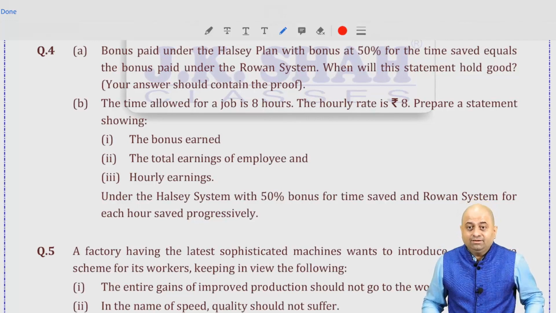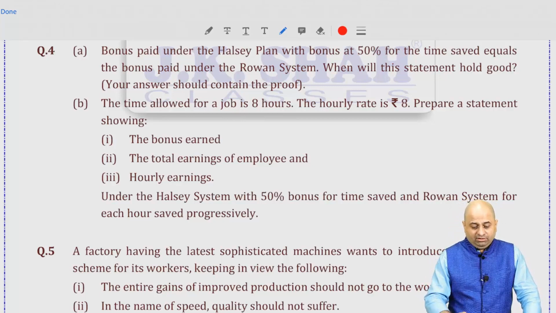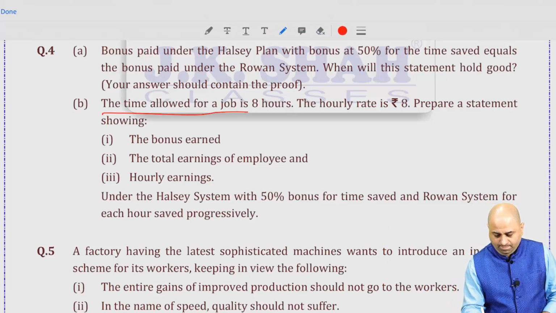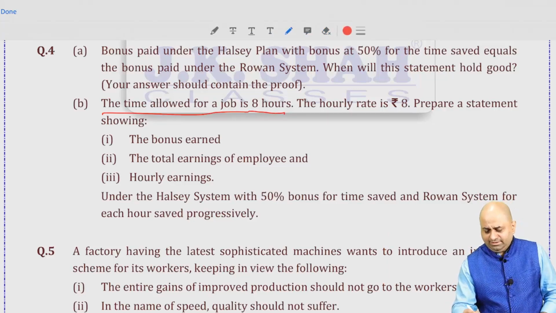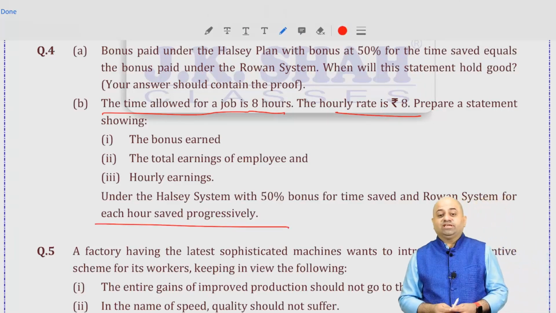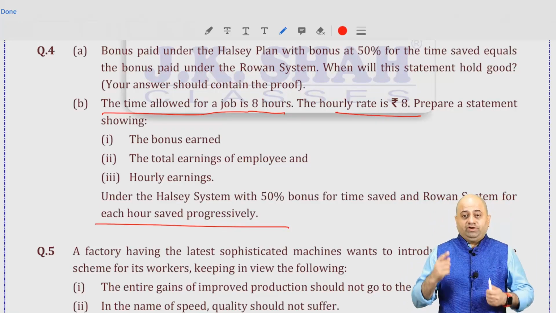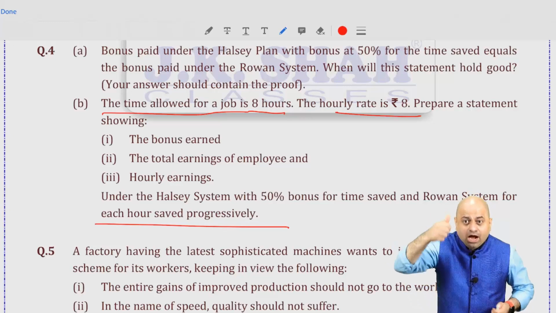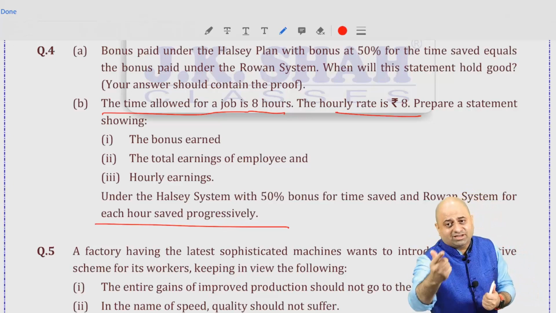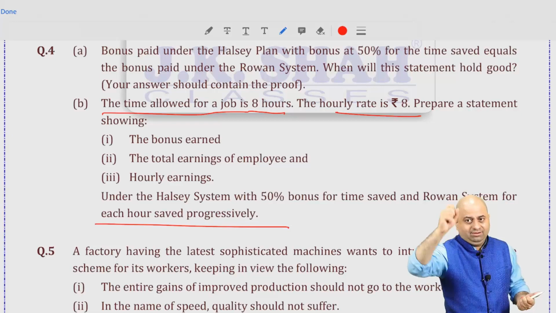But then in question 4b, we were given time allowed 8 hours, hourly rate, that is nothing else but rate per hour, and we were given this term, each hour saved progressively. What does that mean? That means that whenever worker will do the same work again, he will save one more hour.